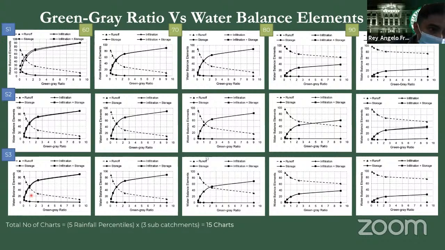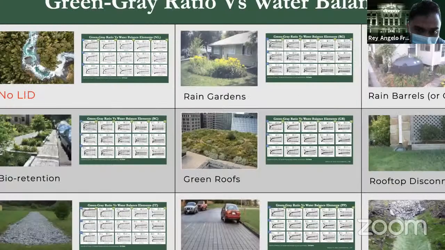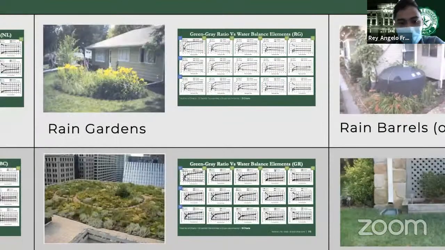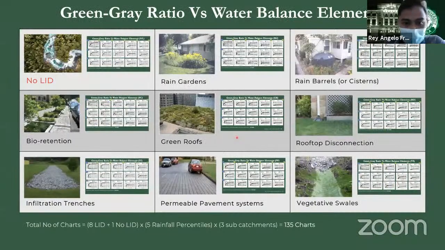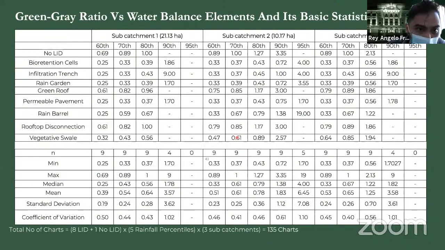Also, please note that around 2.2 in all the graphs, there are only slight changes. So we go to the summary next. The same thing happened for all the LID, across most of the charts, actually 135 charts. And this is the summary.